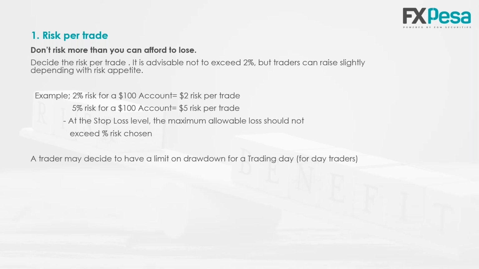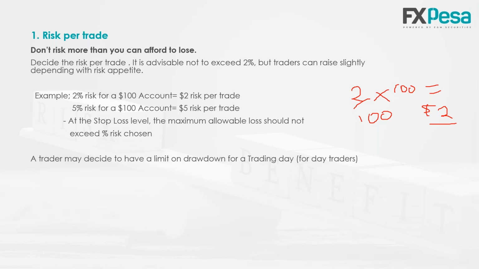For example, if you have a $100 account and you're taking 2% risk for every single trade, it means 2 out of 100. Multiplied by your account amount, which is $100, it will give you a $2 risk. So when you place your trade, if it doesn't go your way and you're making a loss at the stop loss level, you should never lose more than $2.